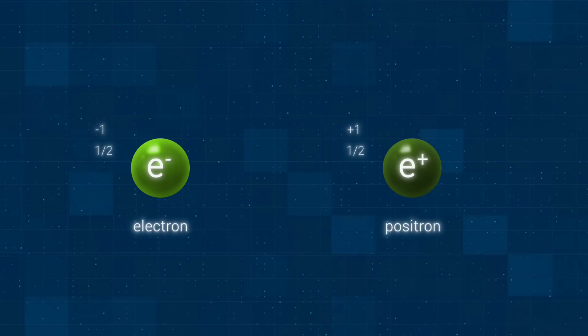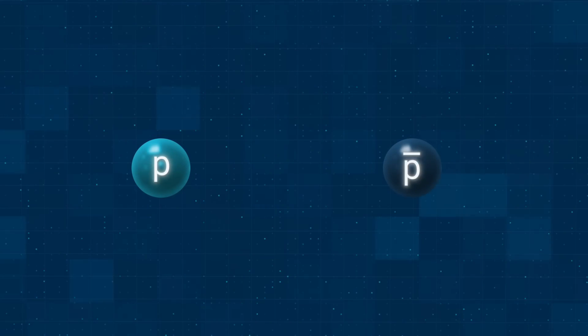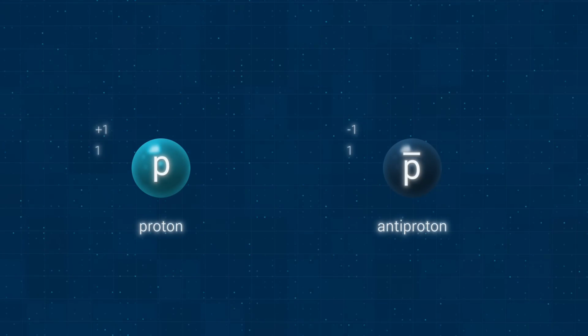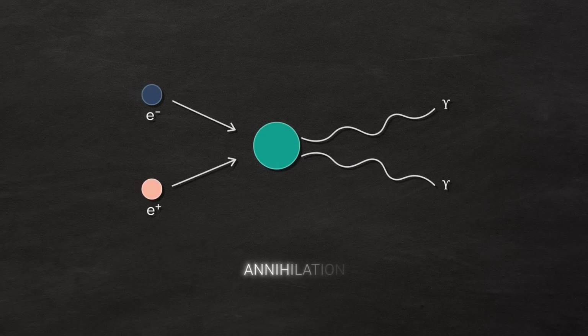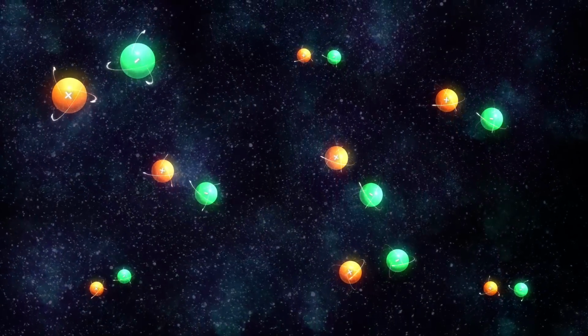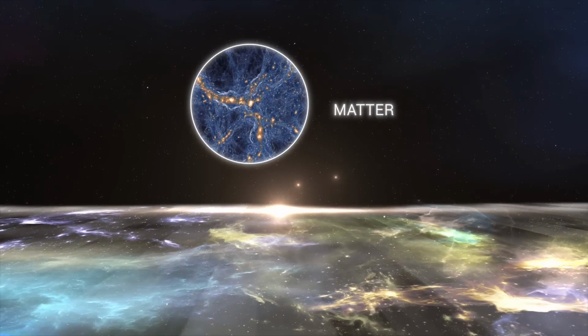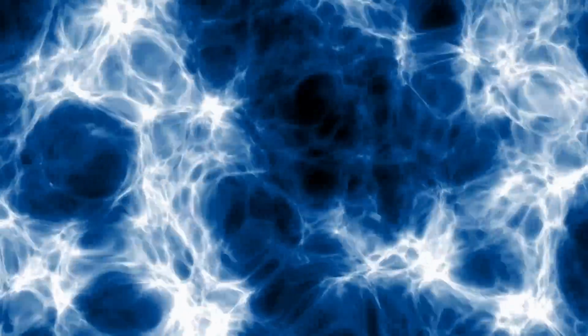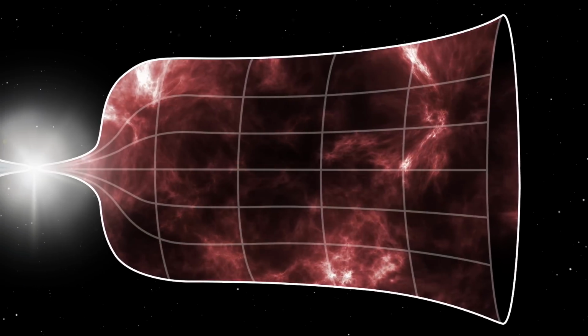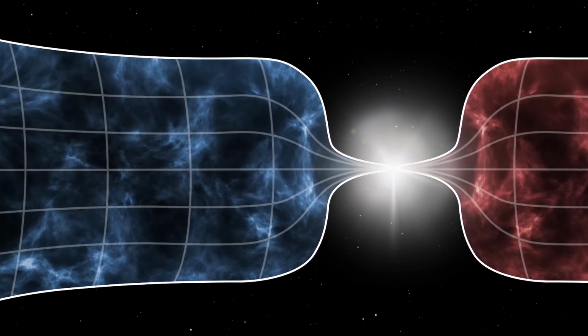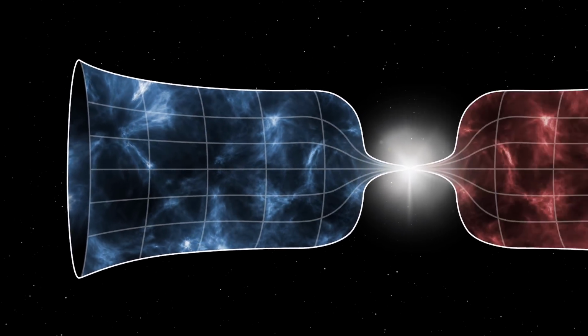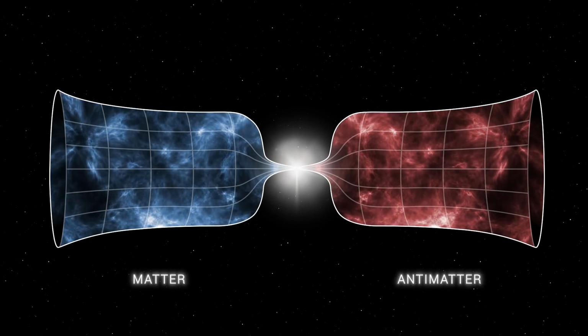For every matter particle, like an electron or proton, there's an antiparticle with the same mass but an opposite charge. These pairs typically annihilate each other on contact, releasing energy. Physicists believe that matter and antimatter would have formed in almost equal amounts during the Big Bang, yet the universe we observe today consists almost entirely of matter. The mirror universe hypothesis might provide an answer. If a mirror universe dominated by antimatter formed alongside ours, the asymmetry we observe could simply reflect the unique properties of our universe relative to its mirror image.